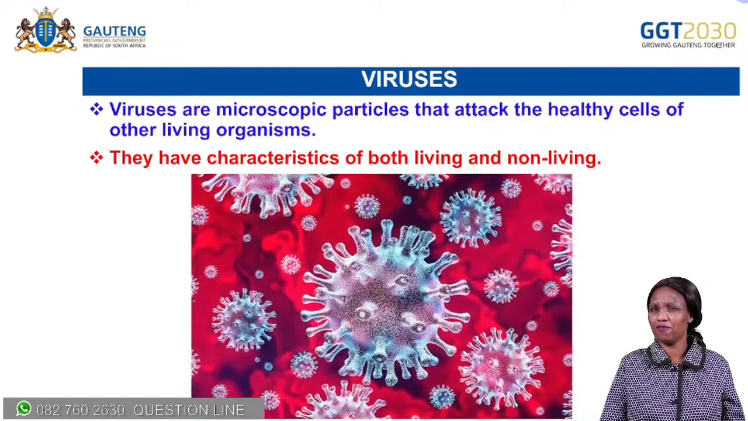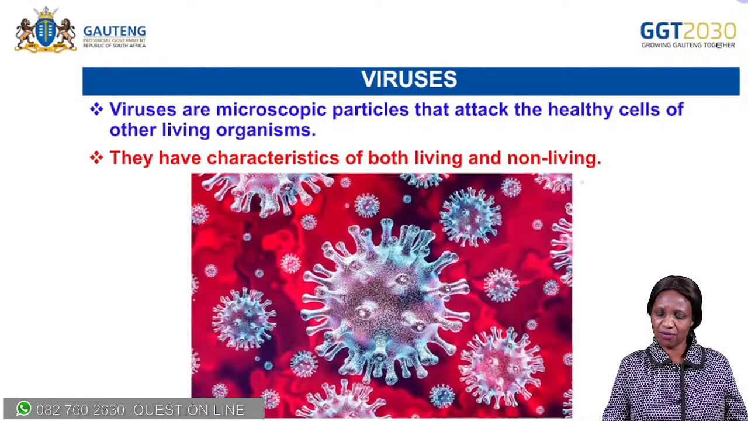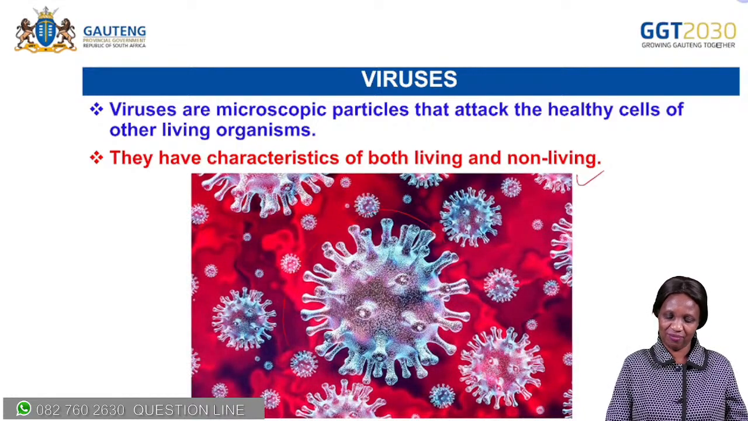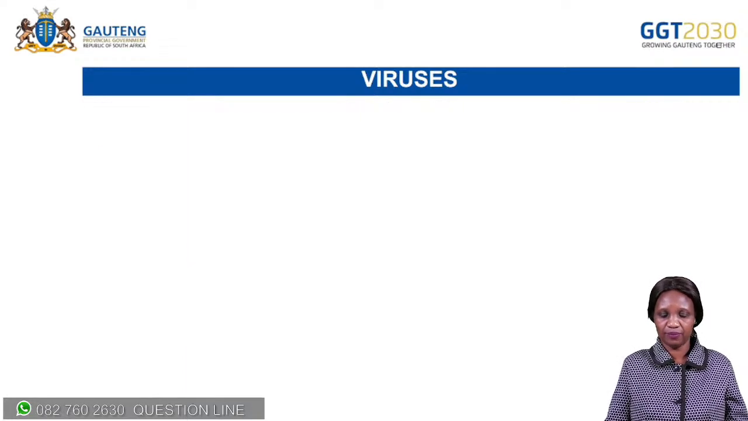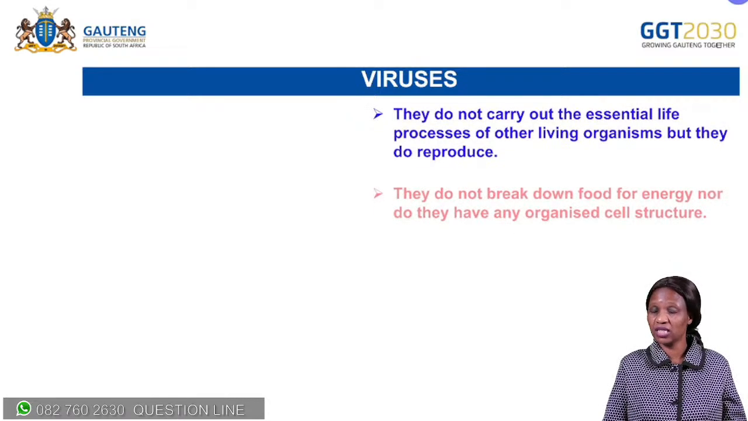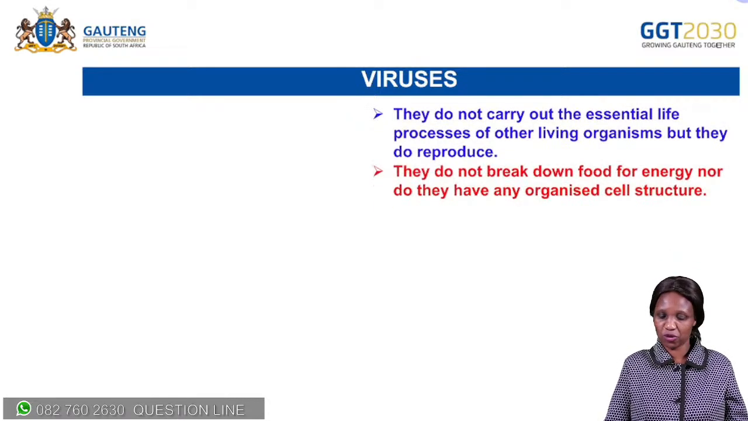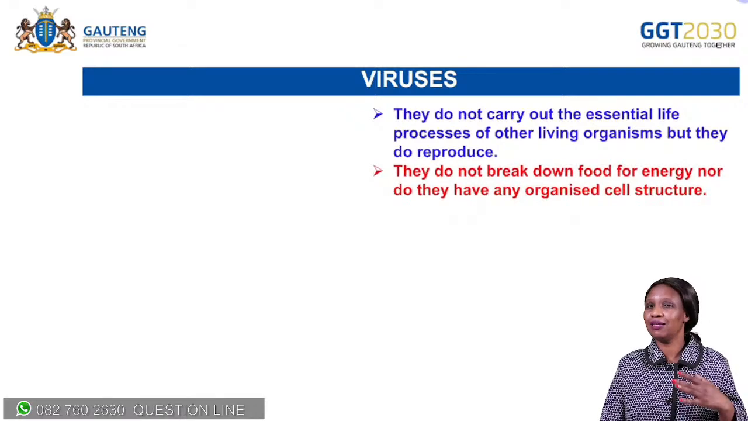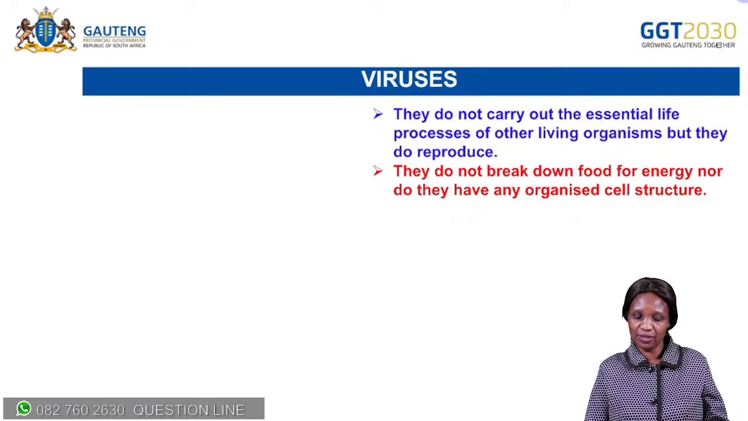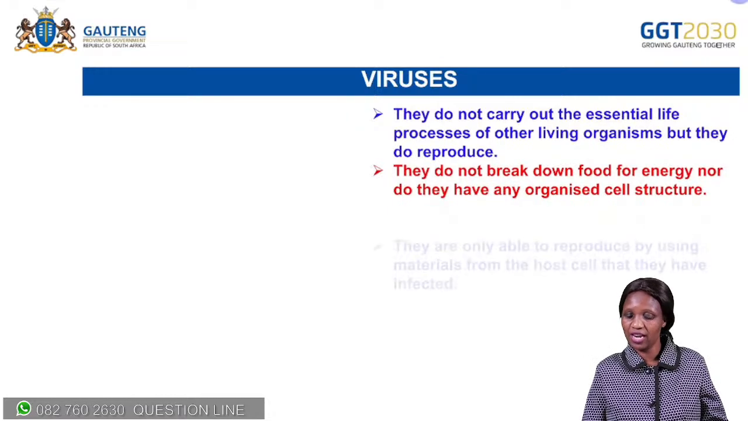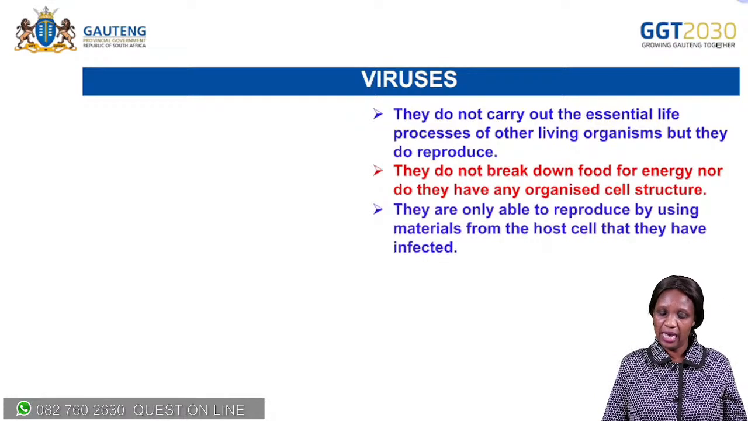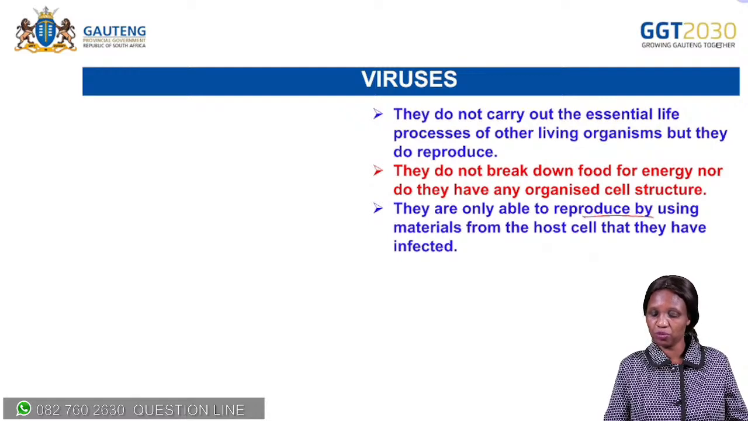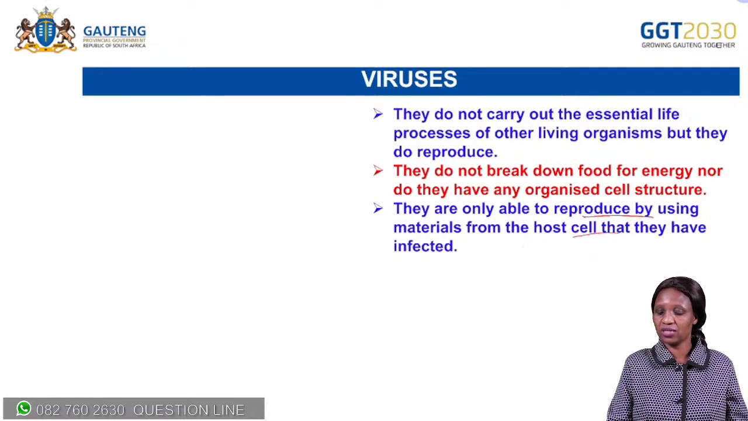Let's look at the shape of the virus. It looks scary, isn't it? Just look at the shape. That's a virus. Okay. And then remember, we said they don't carry out the essential life processes, okay, like the living organisms. And then they do not break down food for energy, that is respiration. There is no respiration there, okay. And they are only able to reproduce by using materials from the host cell that they have infected, okay.